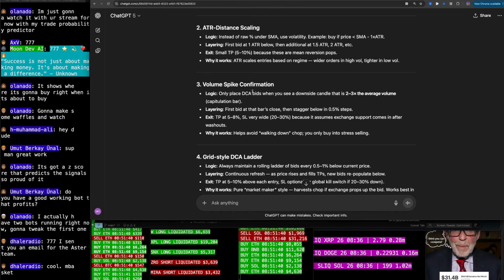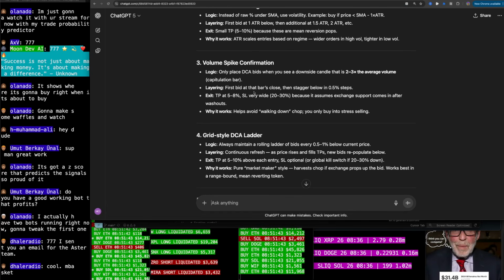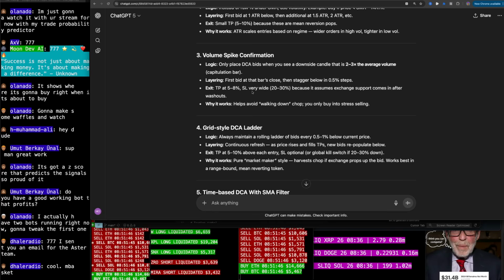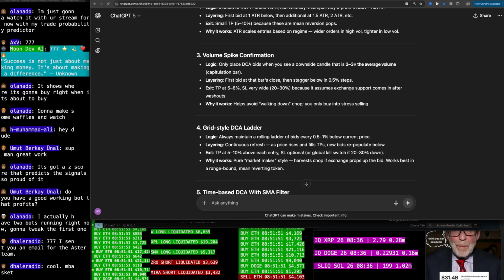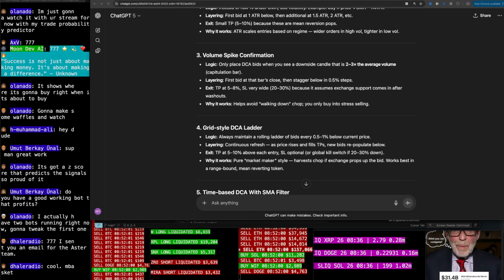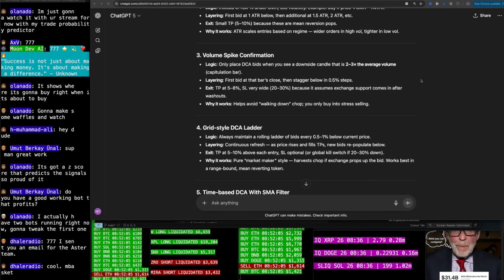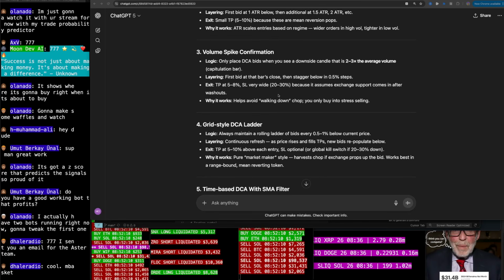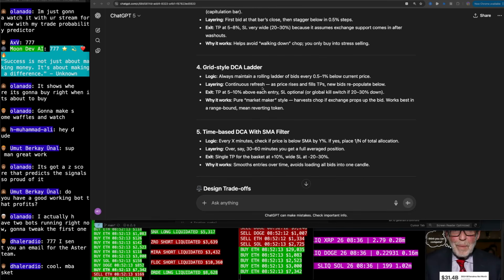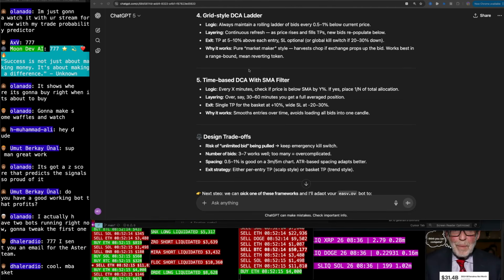Volume spike confirmation: only place DCA bids when you see a downside candle with 2 to 3x the average volume. I like that actually. First bid at the bar's close, then staggering in 0.5% steps. Exit TP at 5 to 8%. Grid style DCA ladder. Okay, watch this, dude.